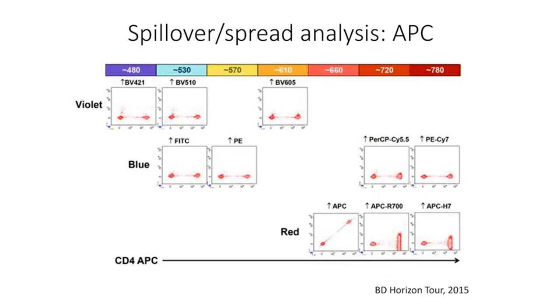Here's another fluorochrome excited by the red laser, APC. And in this case, we have two principal issues with spread in APC R700 and APC H7. Whereas in the other channels, we don't have much of an issue for spread. Next slide, please.